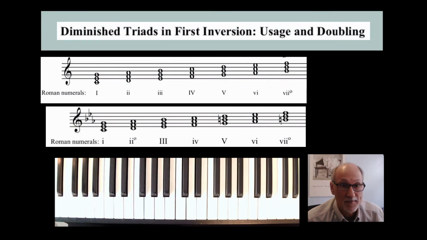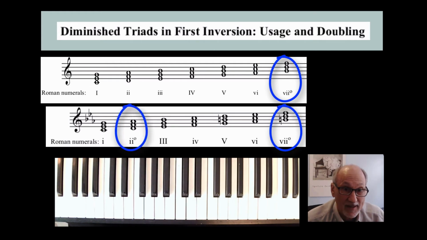Next, let's talk about diminished triads. Now we know we have diminished triads. In a major key, it's on the 7 chord. In a minor key, it's also on the 7 chord, but also on the 2 chord. And the rules for doubling on the 7 chords, and even just using 7 chords, are rather particular.